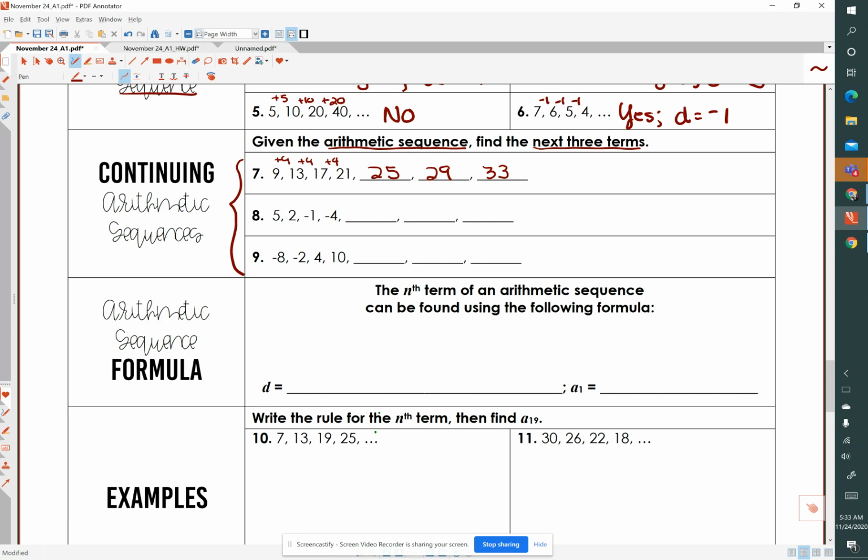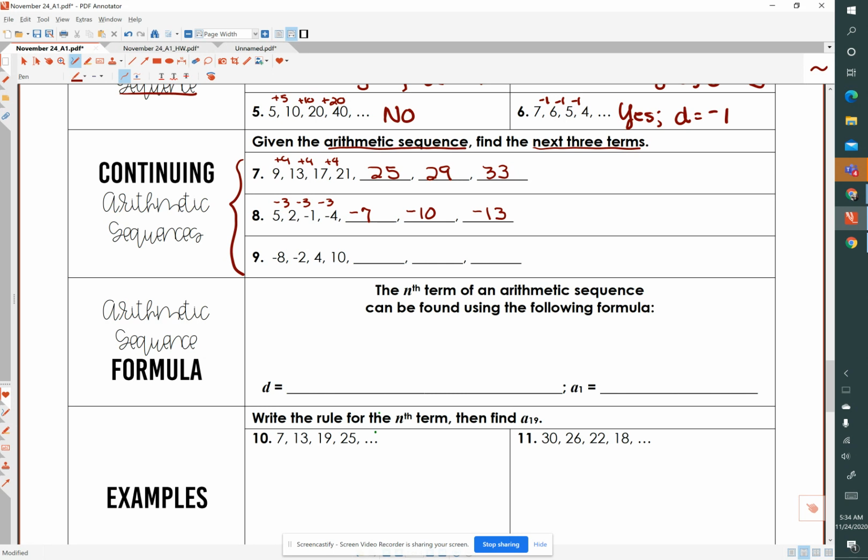Let's go on to number 8. So, what do we do to get from 5 to 2? We subtract 3. To go from 2 to negative 1, we subtract 3. Draw a number line for yourself if you're having a little trouble with this. To get from negative 1 to negative 4, we subtract 3. So if we subtract 3 from negative 4, we would have negative 7. If we subtract another 3, we would have negative 10. If we subtract another 3, we would have negative 13. So go ahead and try the next one. Try them on your own before you watch me do them.